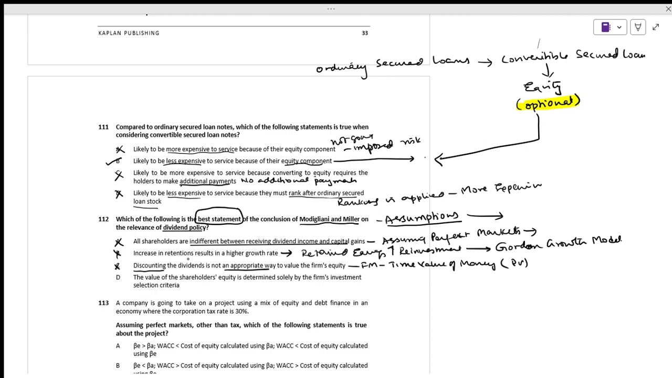It contradicts the dividend valuation model. The value of shareholders' equity is determined solely by the firm's investment selection criteria. Yes, what will happen if you are retaining the funds? Is it the retained earnings increases? What will happen? The market share value will also increase.